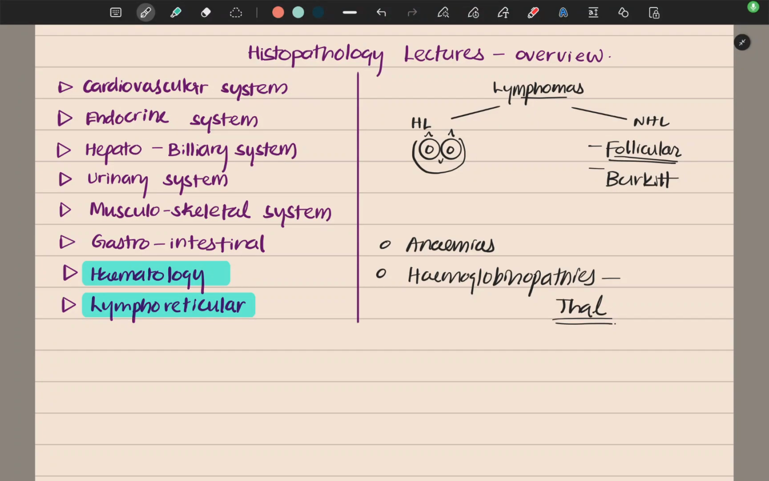Okay, regarding hematolymphoid, all those areas, when we talked about the lymphoreticular system, we basically talked about lymphomas. If you can remember, we have divided lymphomas into Hodgkin lymphoma and non-Hodgkin lymphoma. You have been repeatedly asked questions about Burkitt lymphoma, but remember follicular lymphoma is also an important topic, and also Hodgkin lymphoma is an important topic.